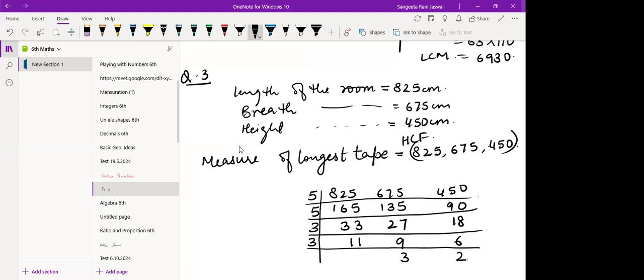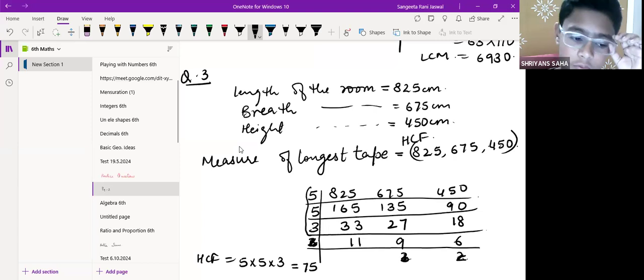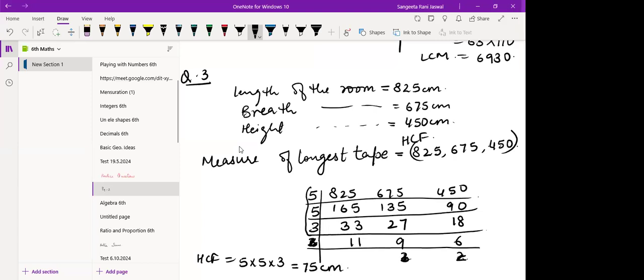We need to find the HCF only, no? So we don't take this. We have to find the HCF, so just the common factors we need, right? So HCF is equal to the common factors of these, which are 5, 5 and 3. So 5 into 5 into 3. 5 fives are 25, 25 into 3 is 75, right? 75 centimeters. Is this the same you have got?